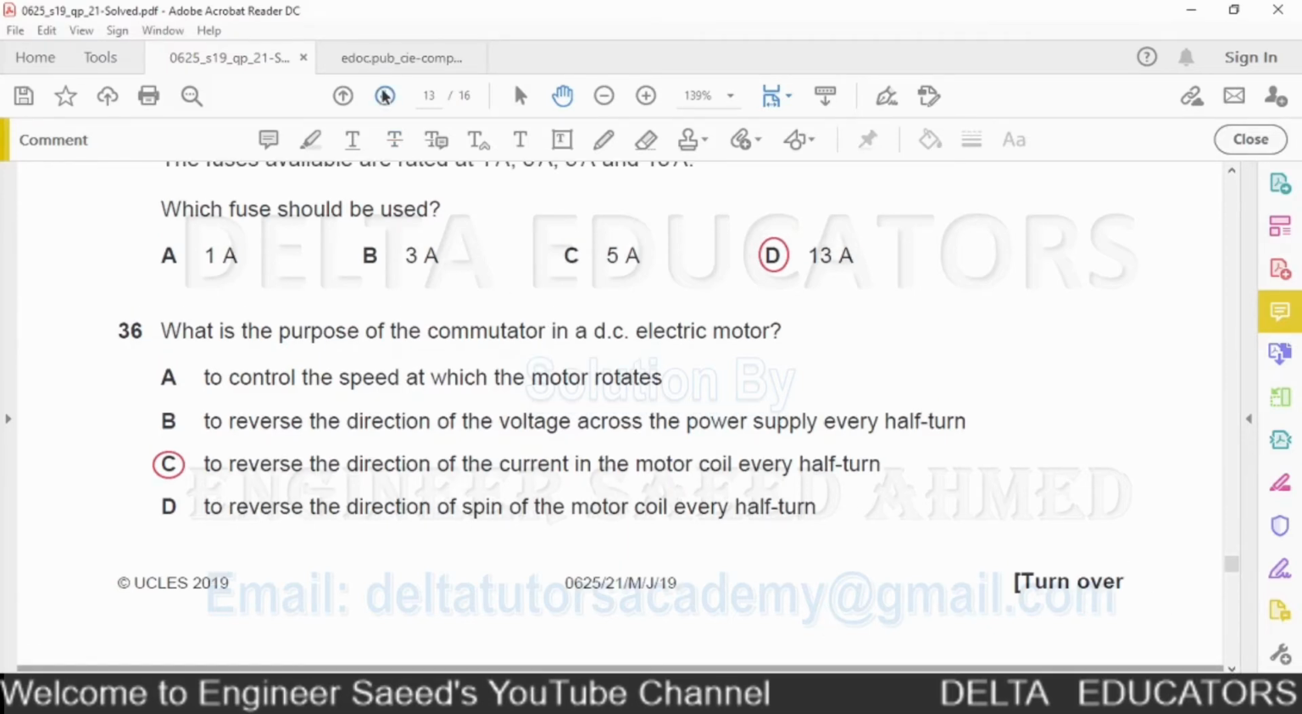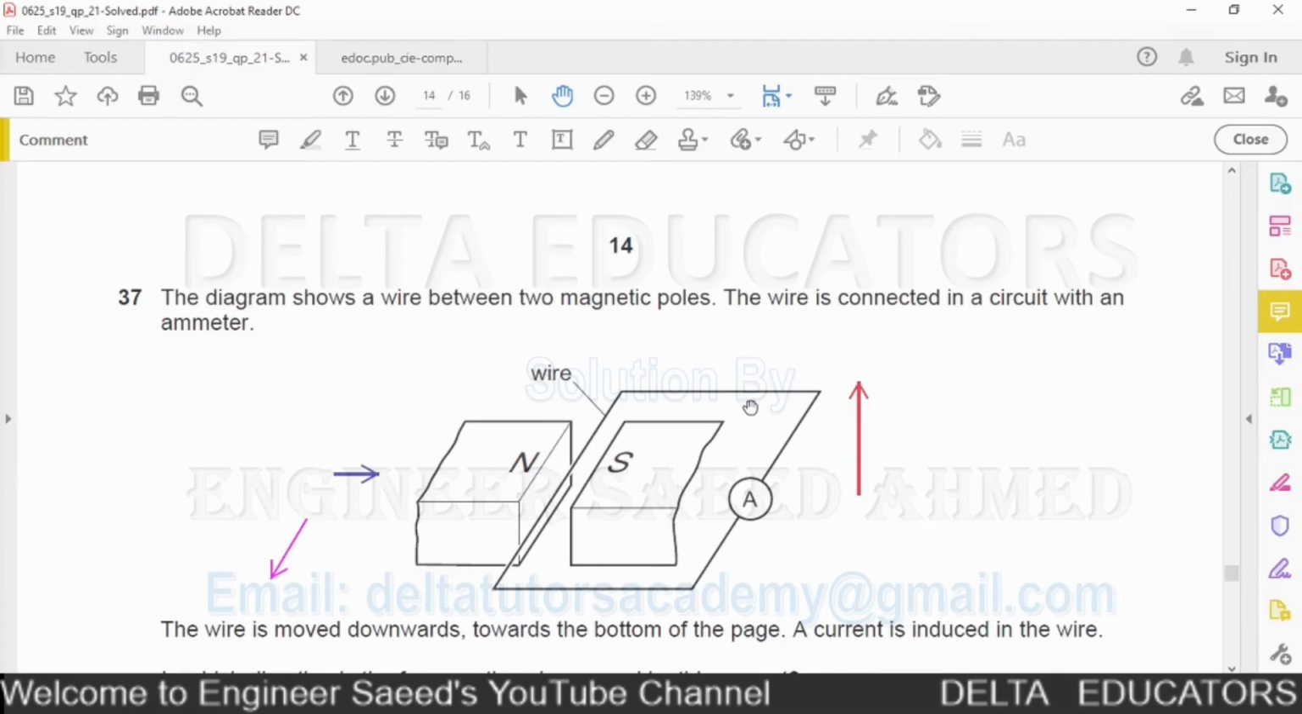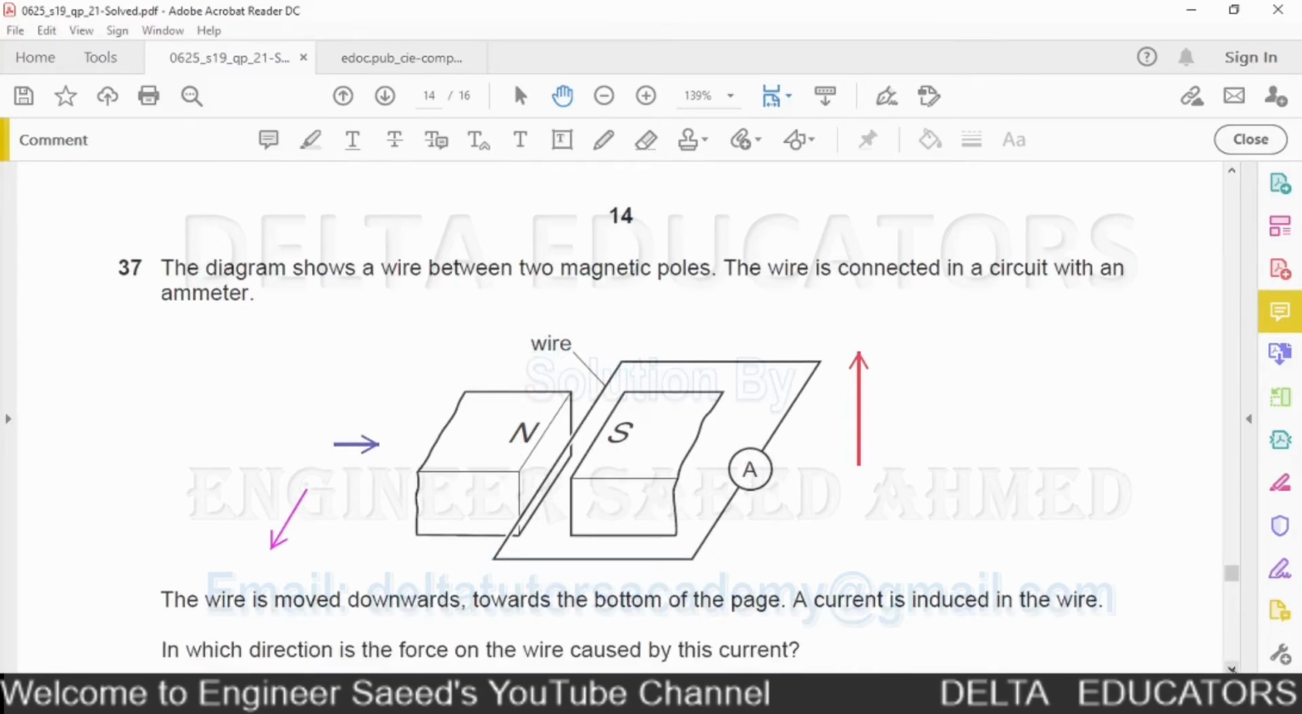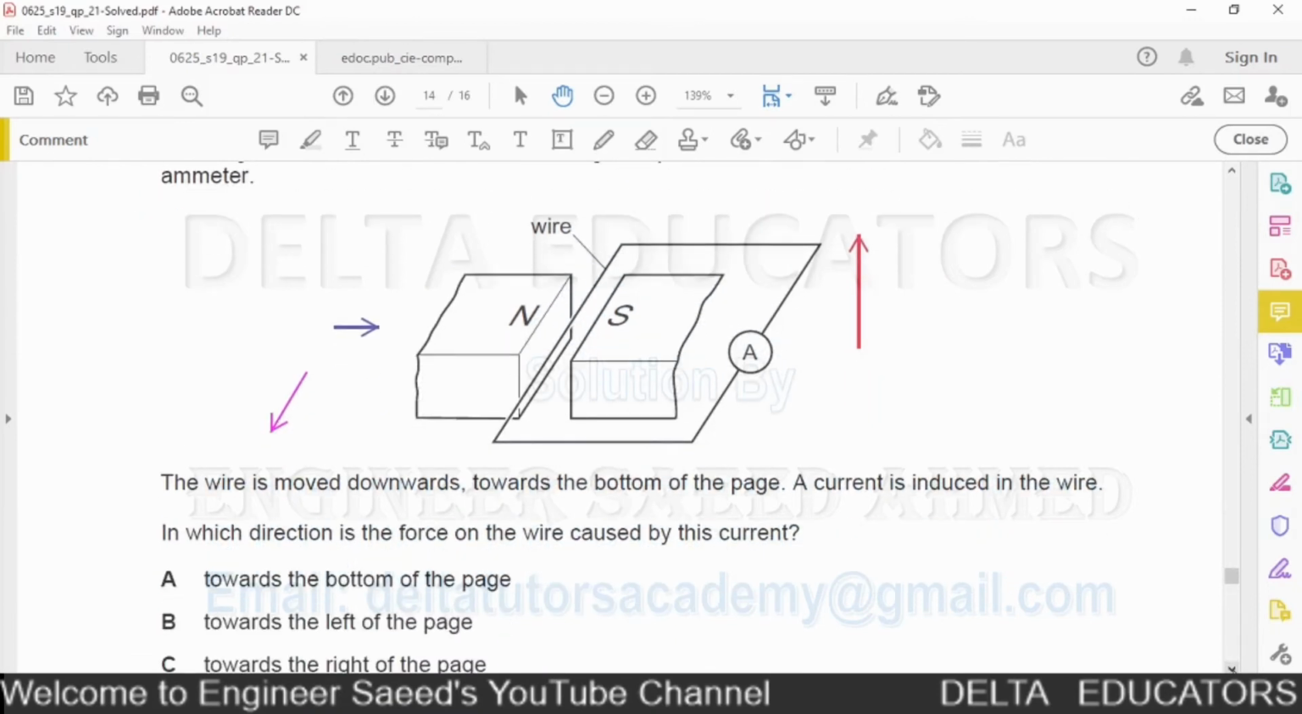Next question. Question number 37. The diagram shows a wire between two magnetic poles. The wire is connected in a circuit with an ammeter. The wire is moved downwards towards the bottom of the page. A current is induced in the wire. In which direction is the force on the wire caused by this current?